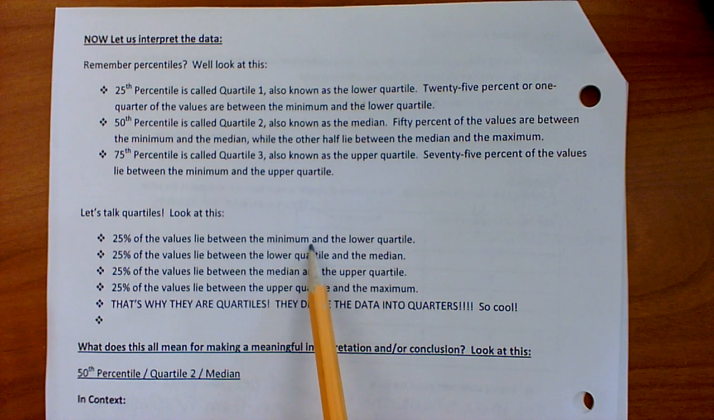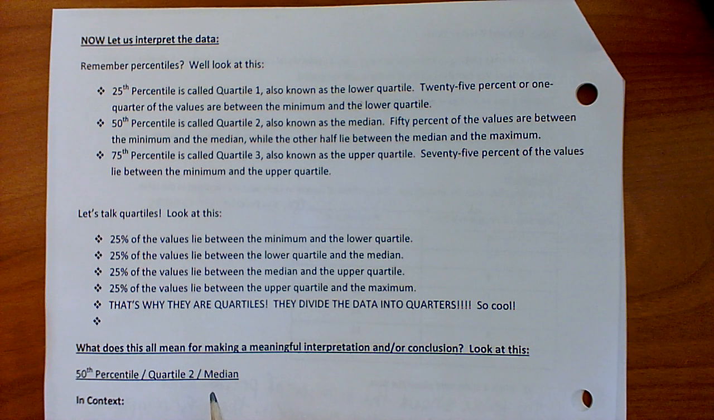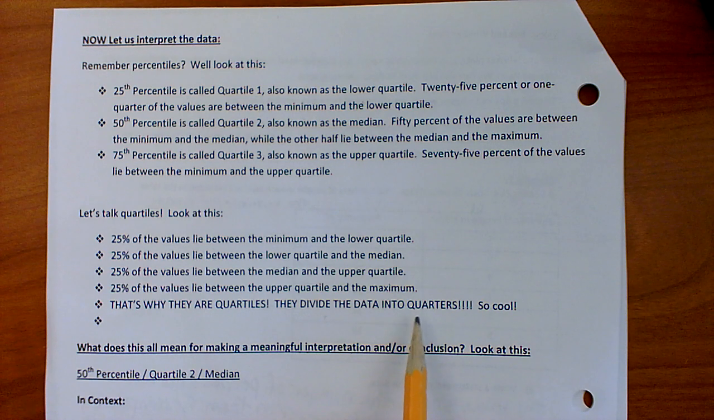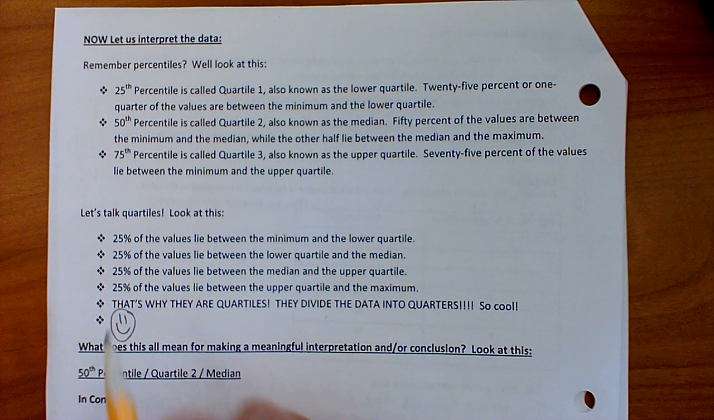25% of the values lie between the minimum and the lower, 25% between the lower and the median, 25% between the median and the upper, and 25% between the upper and the maximum. Wow, I guess that's why they're called quartiles. They divide the data into quarters. That is so cool. And emoji, smiley face.